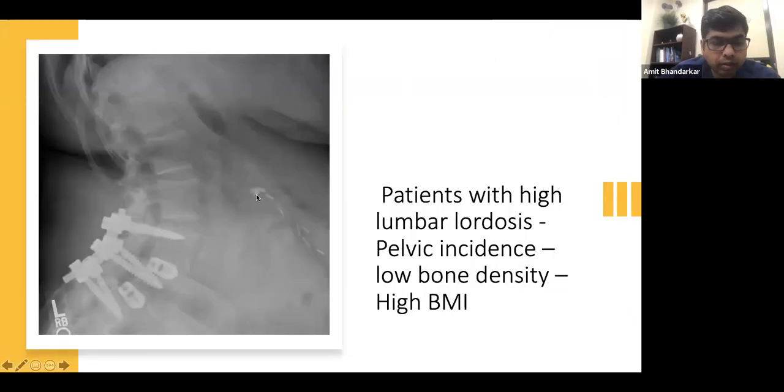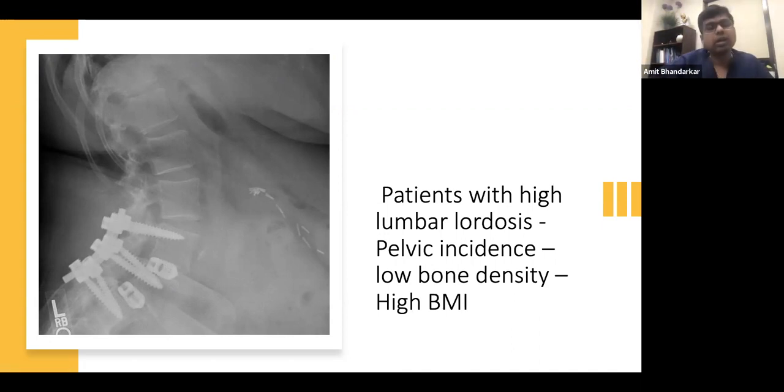Now this is again one of the failures. This patient had an increased lordosis because of increased thoracic kyphosis. So the patient's need for lordosis was immense. Now this is a bad choice of the cage. It's a metallic cage in a patient with a low bone density and a high pelvic incidence. Again, it's going to subside, and it did subside.